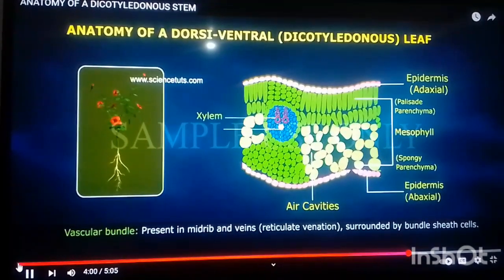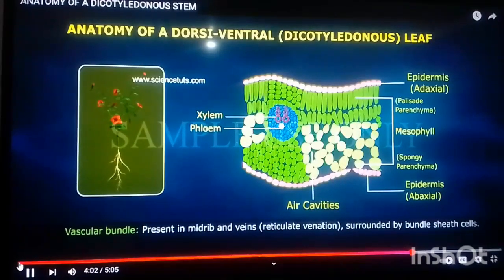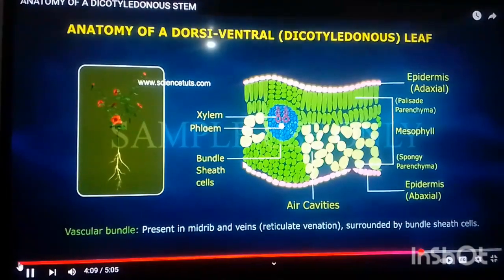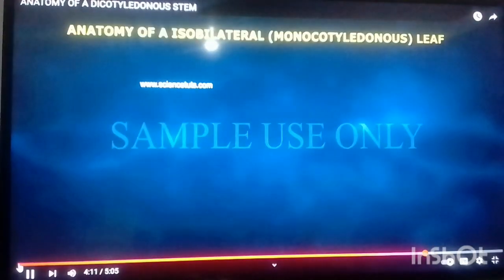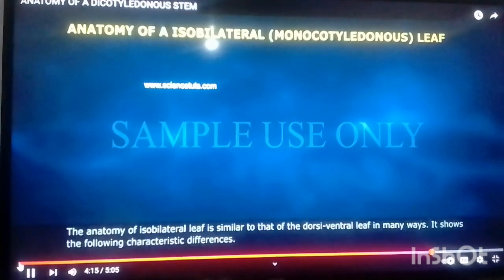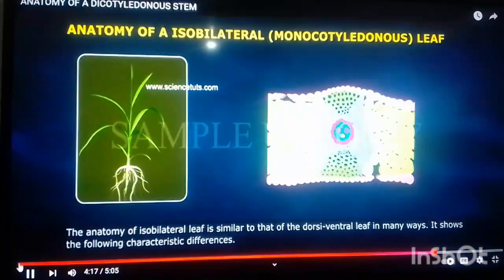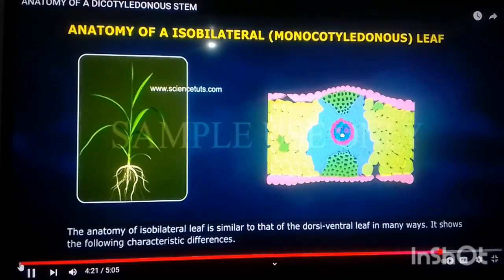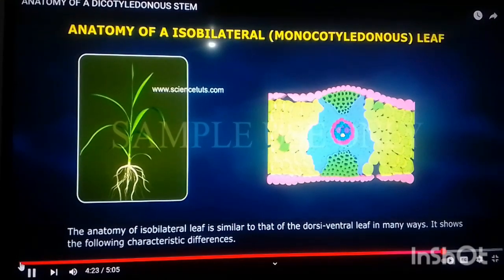Vascular bundle. Present in midrib and veins, reticulate venation, surrounded by bundle sheath cells. Anatomy of isobilateral monocotyledonous leaf. The anatomy of isobilateral leaf is similar to that of the dorsiventral leaf in many ways. It shows the following characteristic differences.